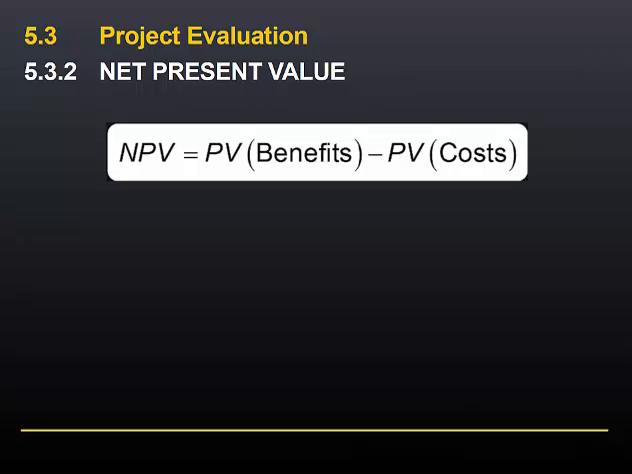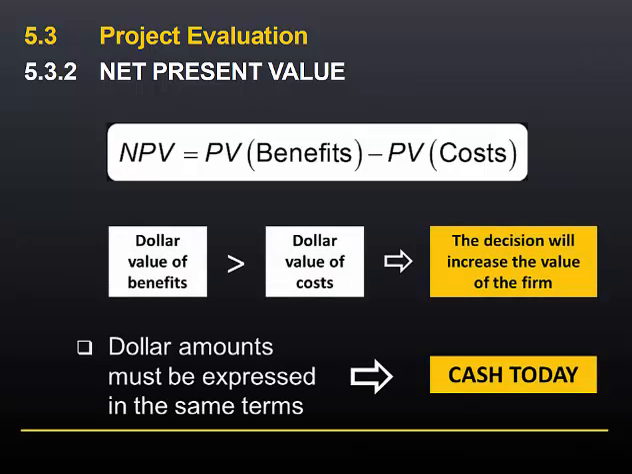The concept of net present value gives rise to the NPV decision rule. In the topic on financial mathematics, we saw that a decision should be taken if the present value of the benefits exceeds the present value of the costs, because this will increase the value of the firm and the wealth of shareholders. We can see that this equation helps us to make investment decisions that increase the value of the firm.